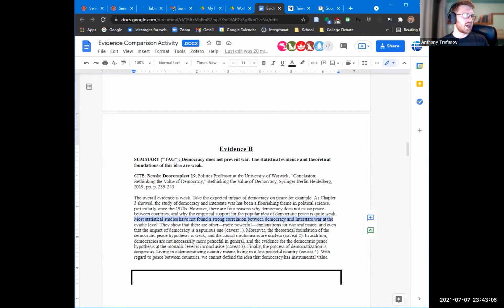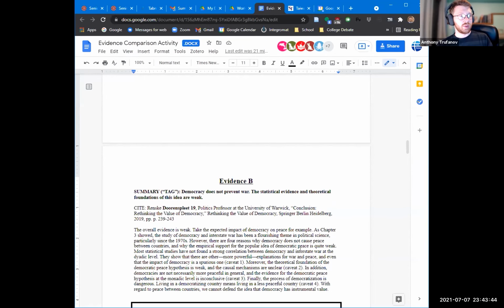So here they said there's not a strong relationship between democracies and war. There are other explanations for war that explain why the data makes it look like democracy solves war. The theoretical reasons for why democracy would cause peace are weak, right? Democracies are not more peaceful in general. And when countries become democracies for the first time, they're actually more unstable. So lots of different arguments or warrants for why democracy does not cause war.